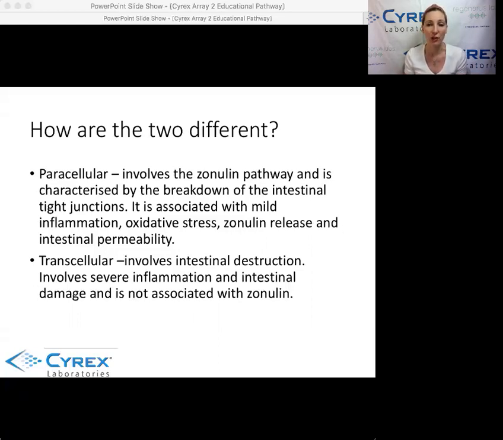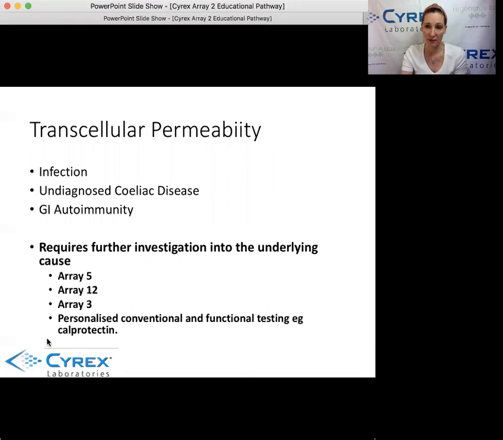With paracellular, you can break it down with many things. A little bit of elevated HbA1c, oxidative stress, inflammation, and tight junction proteins will open. The tight junction proteins are very vulnerable or responsive to signals from the environment in the gut. But with transcellular permeability, it requires injury of some description. And it is critical to know the difference.